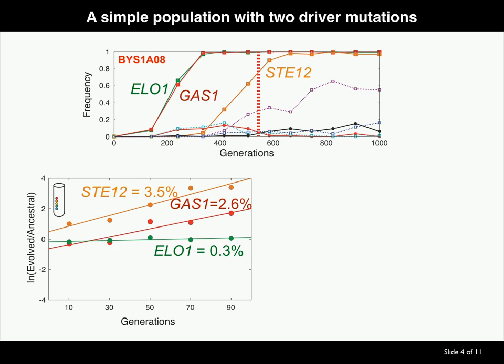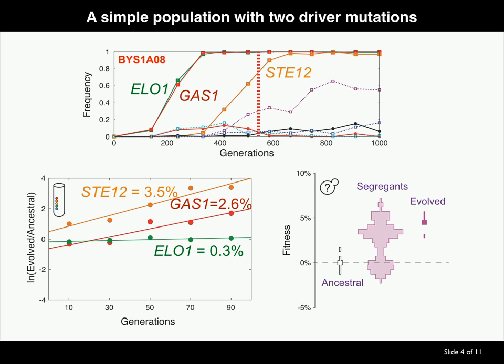When we look at how fitness segregates within this cross, we get a distribution that has 3 major modes to it. And given what we know on the left, you can interpret that the bottom mode are individuals that have neither GAS1 or STE12. That middle larger mode is either GAS1 or STE12. And then the largest fitness ones close to the evolved are ones that have both GAS1 and STE12.